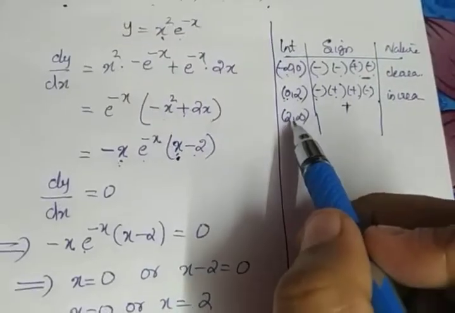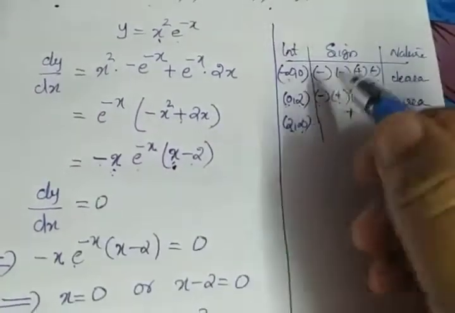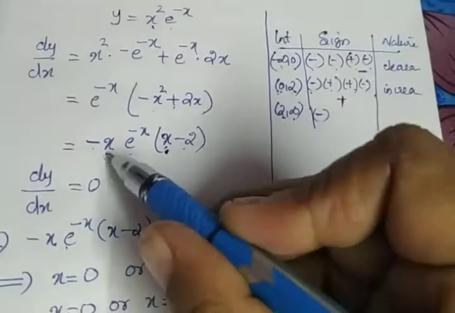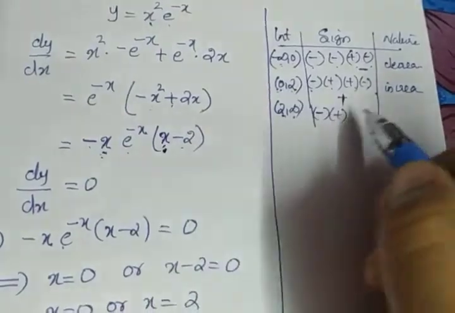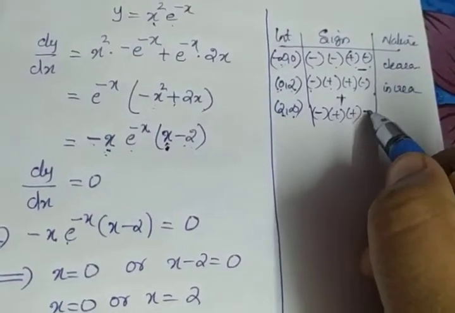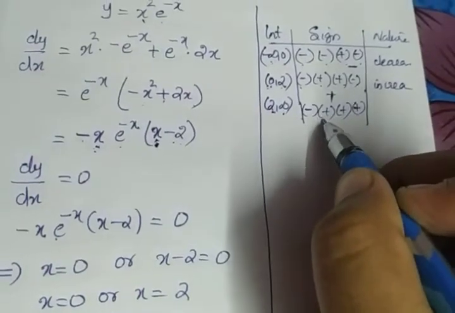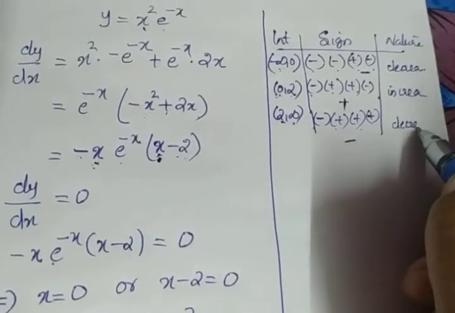Okay. And the third one is 2 infinity. So take a value 3. So if I put a negative, negative is negative itself. When I put the value 3 in x, it is positive. E raised to minus x is always positive. And when I put 3 here, 3 minus 2 is again positive. So negative into positive into positive into positive again gives the sign negative. So it is decreasing.